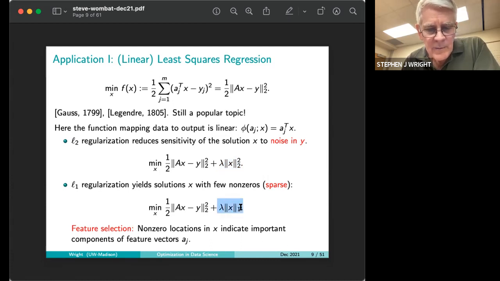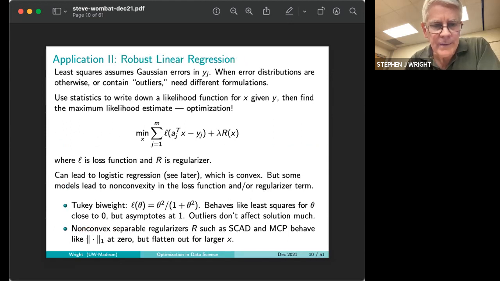Another thing that's been very popular in the last 2 decades, or at least 15 years or so, has been to use L1 regularization. Actually, this goes back to Tibshirani in 1997, but it got really popular during the compressed sensing era, because it's known that adding on a small multiple of the 1 norm tends to give you a solution for X that's sparse. It only has a few non-zeros in it. So that's an enhancement of linear least squares.